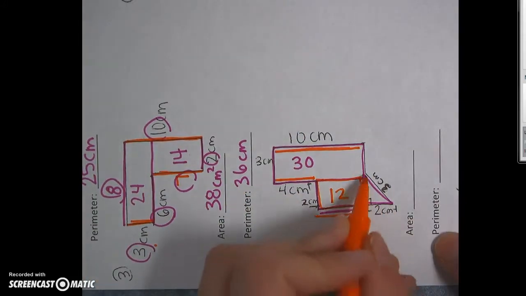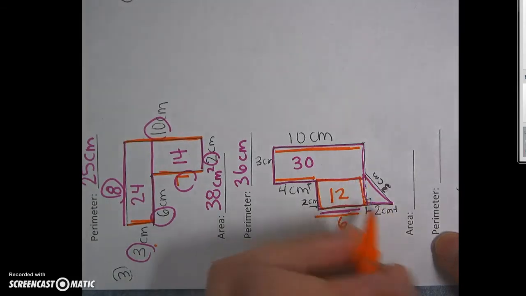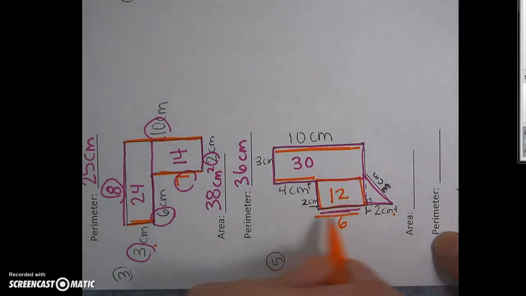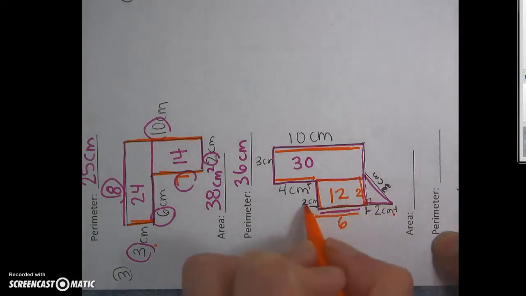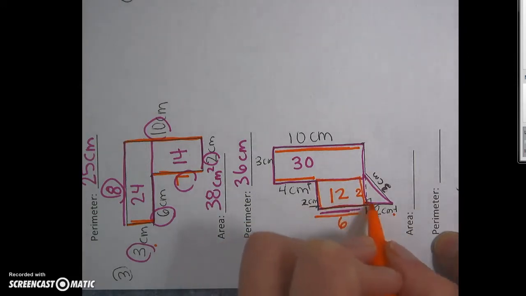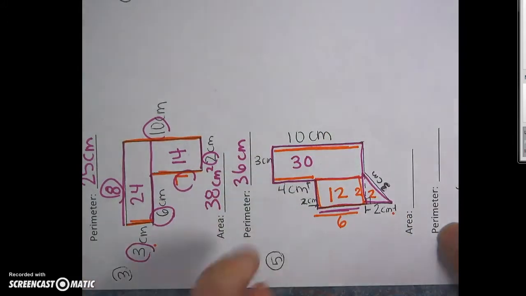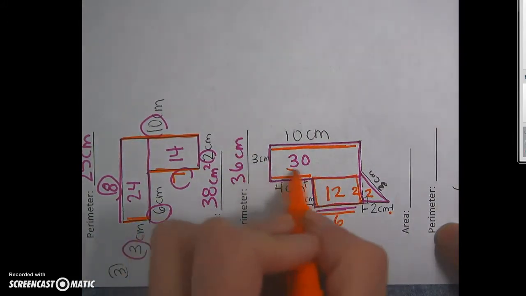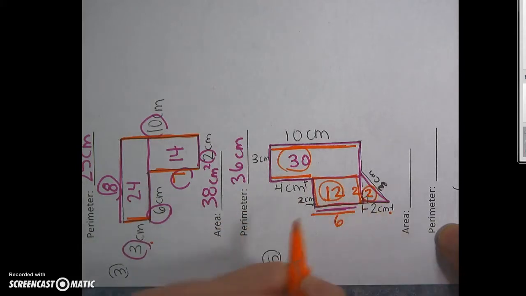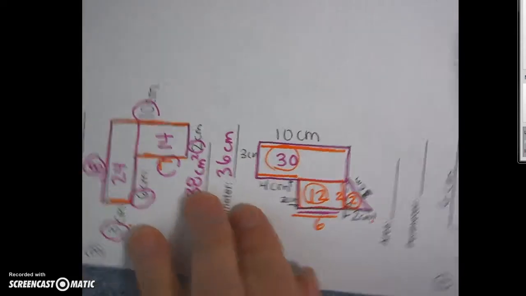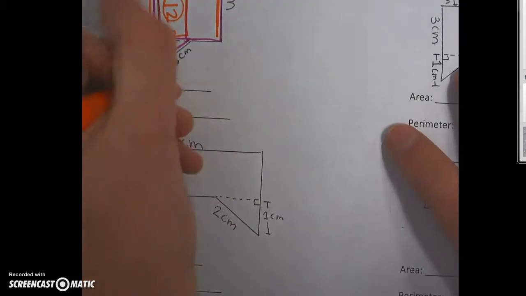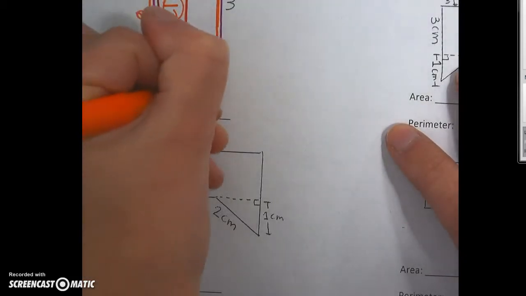And then I need to find the area of this little triangle over here. I know that the base is 2. The height is also going to be 2. That was labeled over here. And I'm going to do 2 times 2 is 4. Divided by 2 gives me 2. So when I add these 3 pieces together, 30 plus 12 plus 2, that's going to give me my area. So my area was 44 square centimeters.